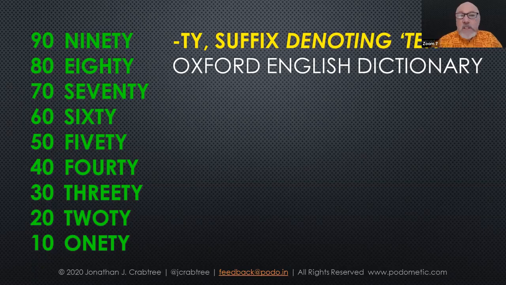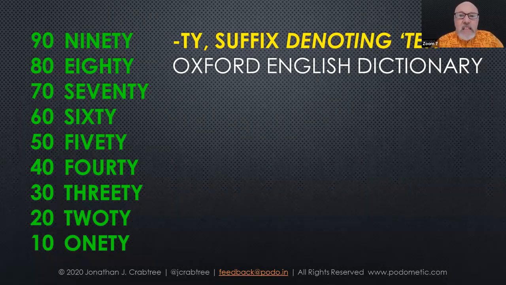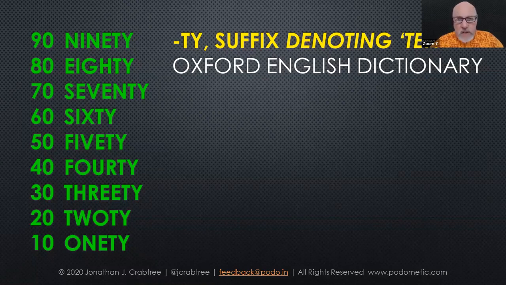And for those that are interested, the suffix ty denotes 10, and it's actually in the Oxford English Dictionary. So if Miley Cyrus can invent a new word or make it popular in twerk, we should be more confident about being flexible with the number words that we use with children in primary school.